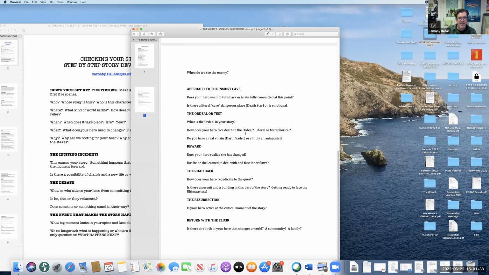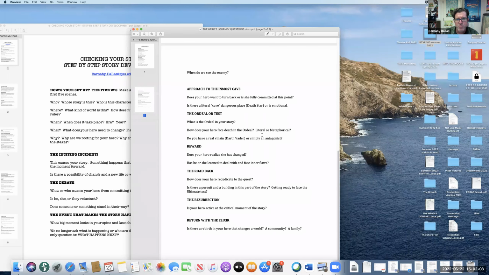Is there death in the ordeal or the test, right? Is there the death, meaning do we face death? Are there tragic stakes? Are the stakes literally life and death? Or is it just sort of a metaphorical death, like losing identity, losing who you are, letting go, right? What is at stake in this test?